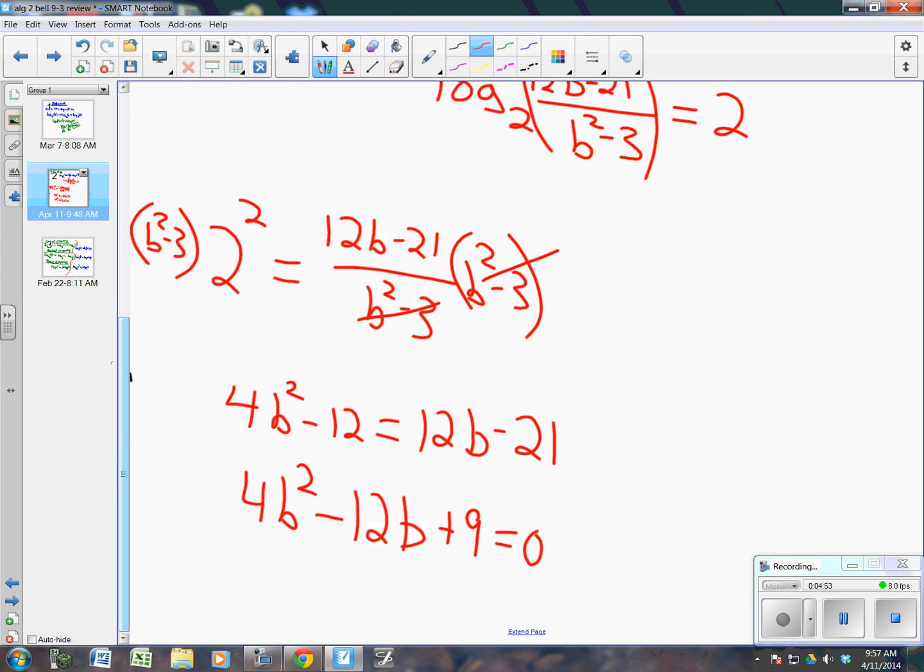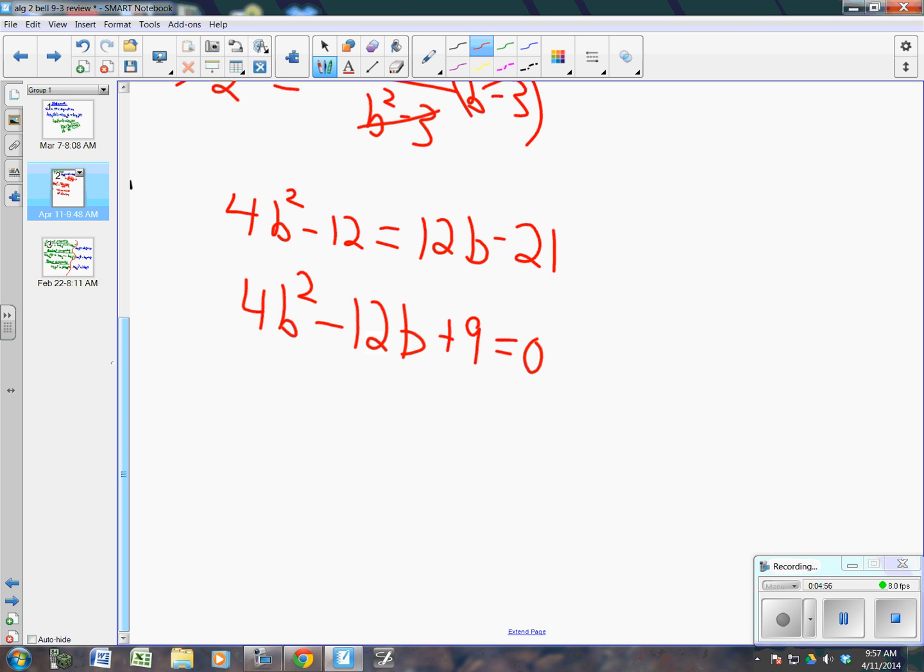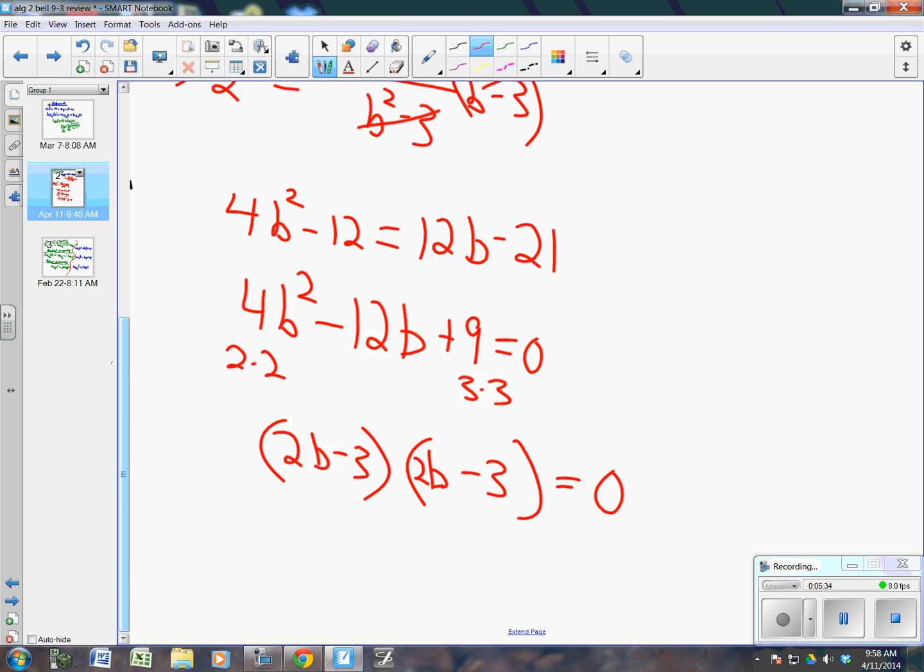We could use the quadratic formula on it. We could factor it if it factors. Does anybody see if it factors? Looks like to me it factors. You got these 4s right here, 2 times 2, right? 3 times 3 right here. If you notice, 2 times 3 is 6. Another 2 times 3 is 6, and you get 12b, but there's a minus sign, so what are my two factors going to be? 2b minus 3, and 2b minus 3 again, right? They're the same factor, so I just solve one of them.